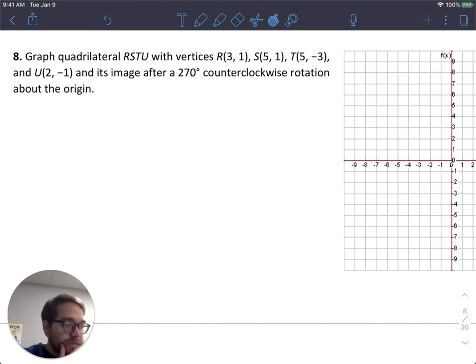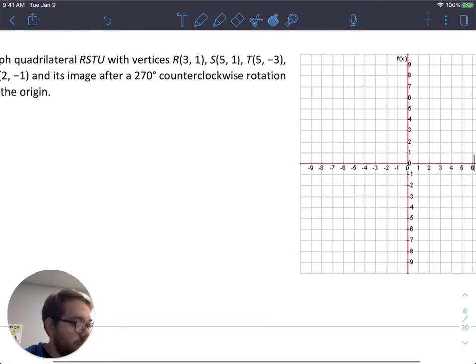Number 8. We're going to graph the quadrilateral RSTU, quadrilateral, just a four-sided figure, with vertices R (3, 1), S (5, 1), T (5, -3), and U (2, -1). I'm going to graph it and its image after a 270 degrees counterclockwise rotation about the origin.